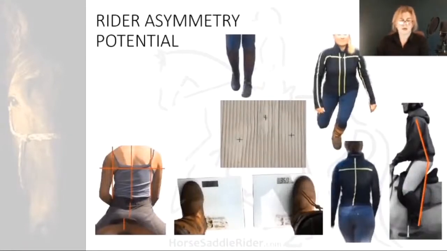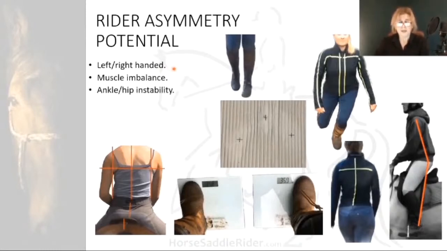So for the rider, where is their asymmetry potential? They will be left or right-handed. They can have muscle imbalance. They can have ankle and/or hip instability. You can see that here and here. Their seat bone weighting may be asymmetrical.